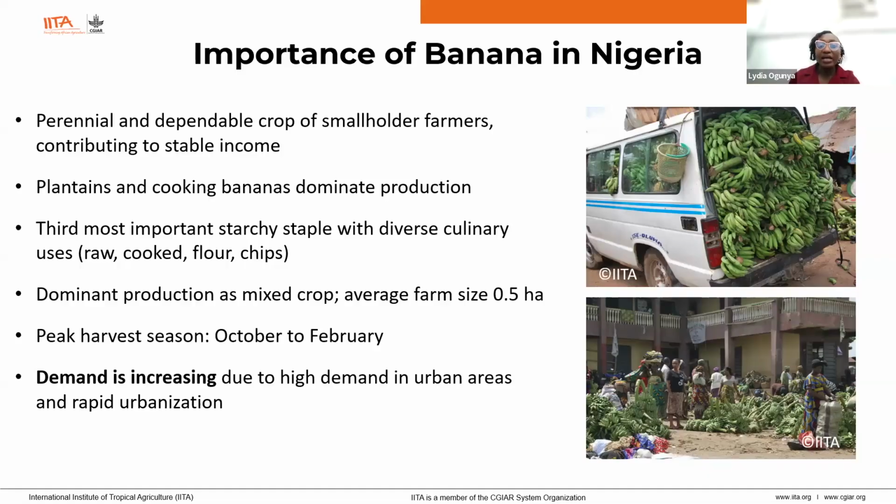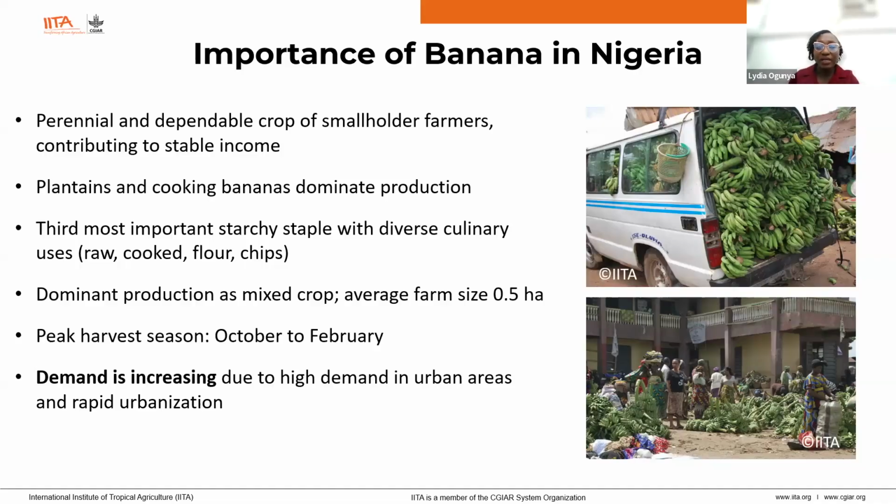Bananas have diverse culinary uses. You can consume banana raw, you can consume banana cooked, you can consume banana as chips, making opportunities for both youth and women, who are very keen when it comes to value addition. Bananas are also produced as a mixed crop. Farmers in Nigeria mostly produce bananas with yam, cocoyam, and papaya, with an average size of 0.5 hectares.